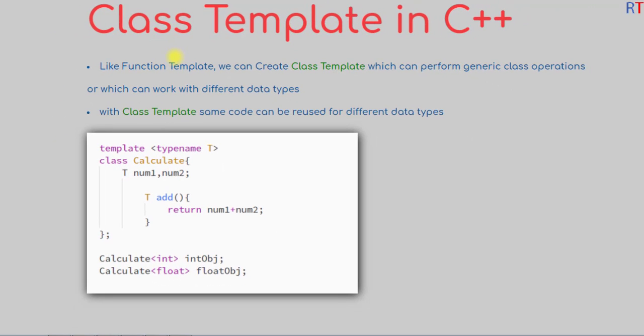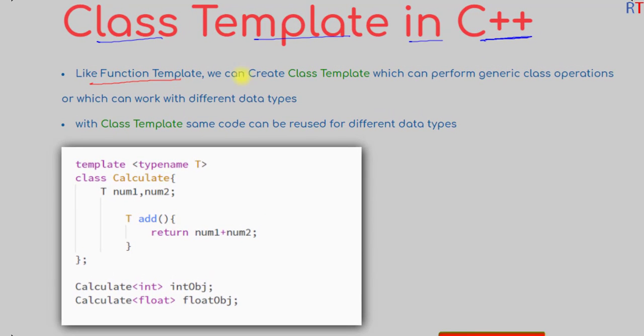Hey, what's up guys? In this video we're going to talk about class template in C++ programming. Like function template, we can create class template which can perform generic class operations, or we can say which can work with different data types. With class template, same code can be reused for different data types.